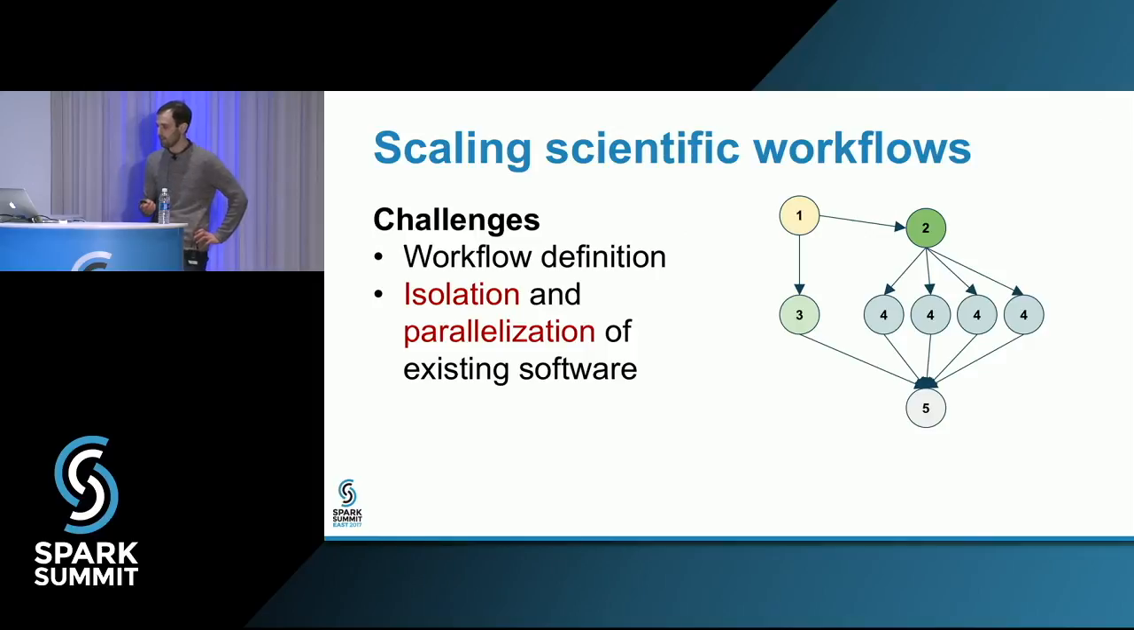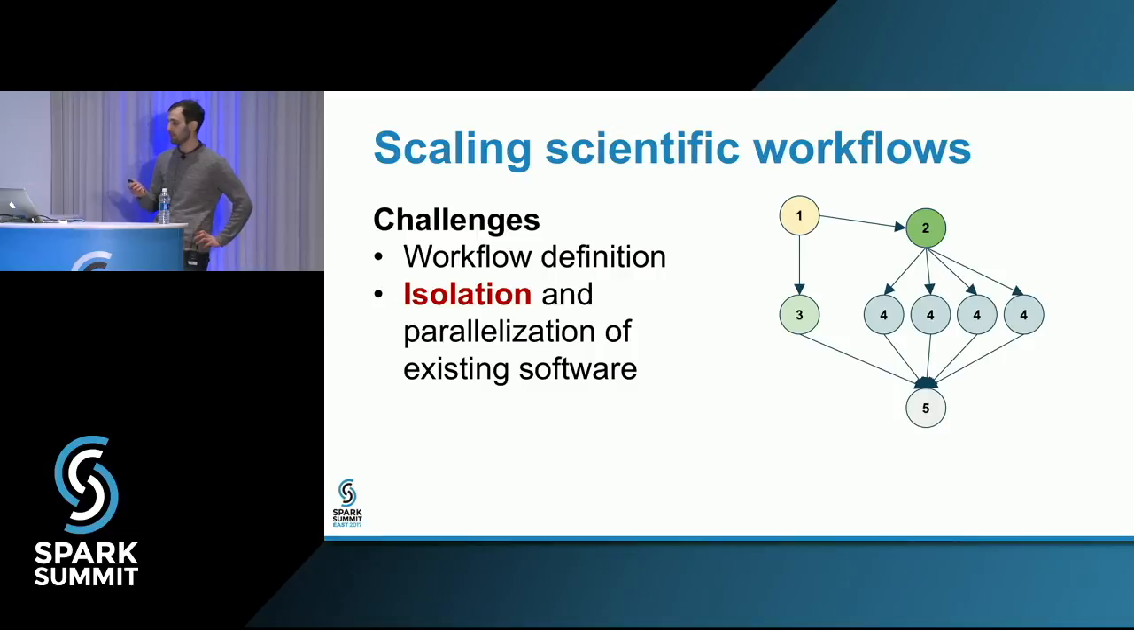Challenge number one is workflow definition. This is a whole other story. We are not going to talk about it today, but it's very important, as you can imagine. And what EasyMapReduce tries to solve is isolation and parallelization of existing software. So let's start to talk about isolation.